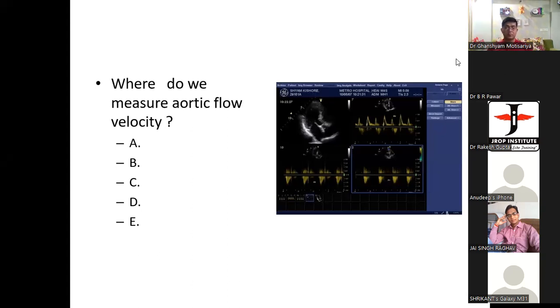Dr. Samrat Madanik. Good evening, sir. We can measure the aortic flow velocities in the apical 5-chamber view, sir, by placing continuous wave and pulse wave Doppler. If there is a stenotic case, then place continuous wave Doppler across the aortic valve. Also, it can be measured in the apical 3-chamber view, sir. We can measure in 6 different windows, Samrat. Yes, sir. The right parasternal window also we can measure. Right, sir.